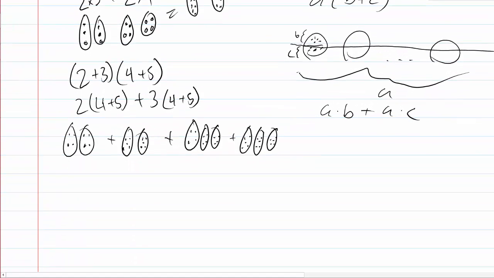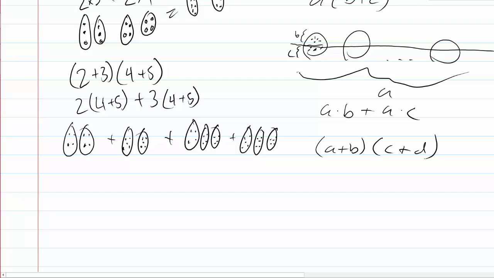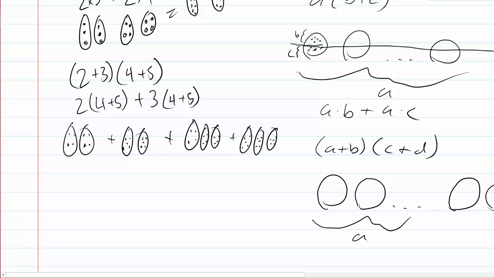Now if we take this another step, we can look at multiplying 2 binomials by each other. Say a plus b times c plus d. Here, using the distributive property, we can see that we have a groups and b groups here. And each group contains a variable amount c and a variable amount d.